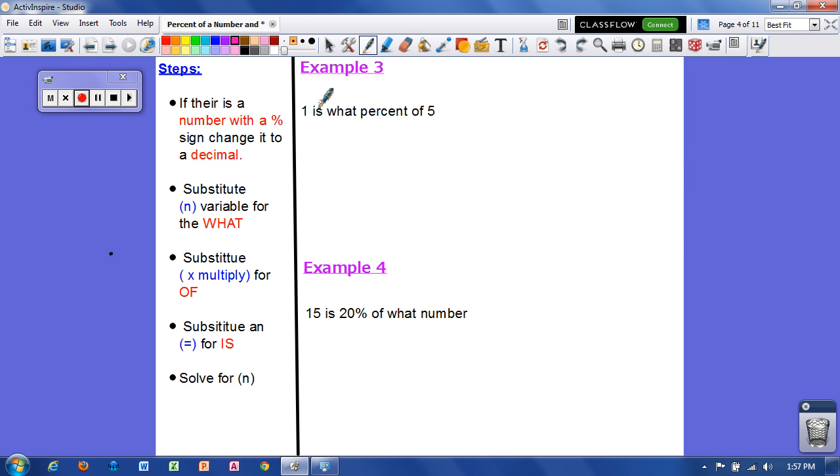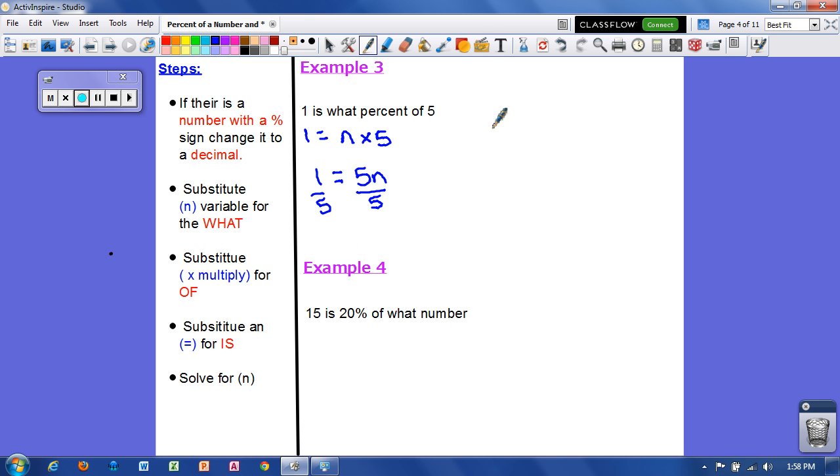All right, example 3. 1 is what percent of 5? So I have 1 is means equals. What is a variable. And then of means we're going to multiply. And we have 5. So 1 equals something times 5. And if I rewrite this, 1 equals 5 times the letter n. We can just write it 5n. N wants to be alone. It wants to be isolated. So if it's being multiplied by 5, we have to divide by 5. That is the inverse operation.